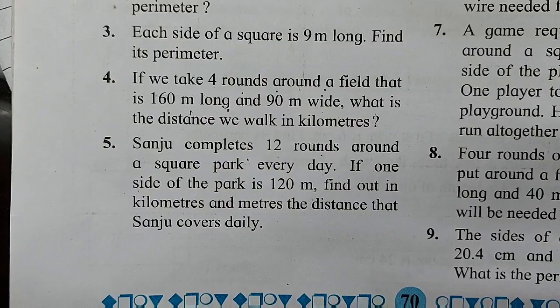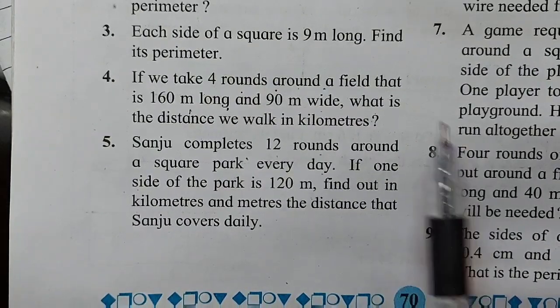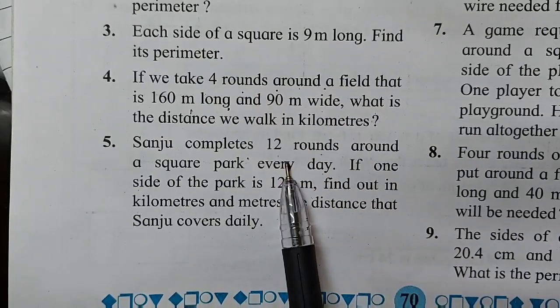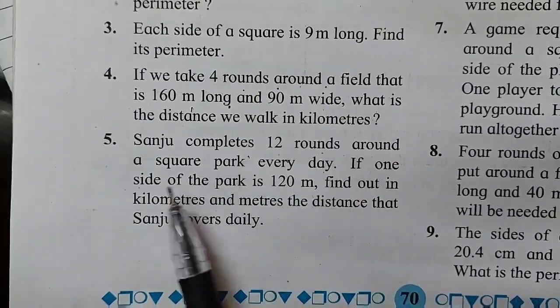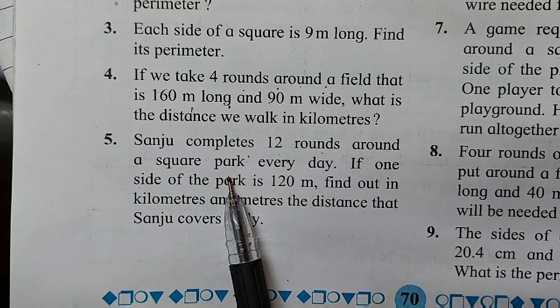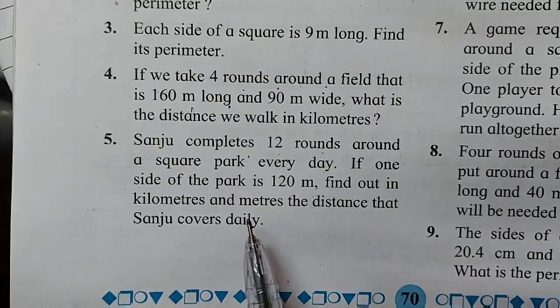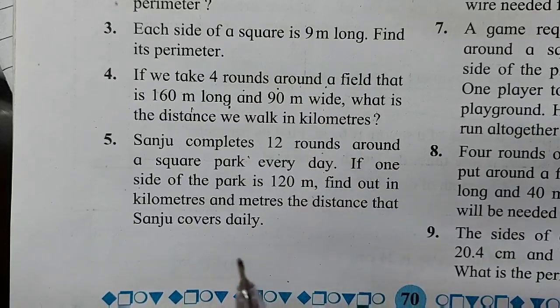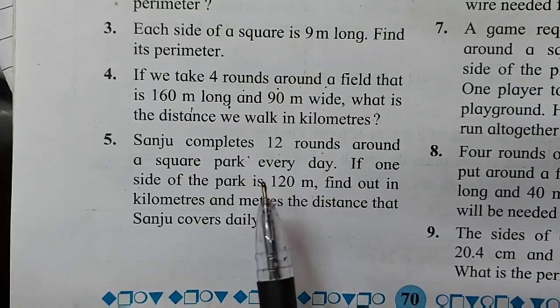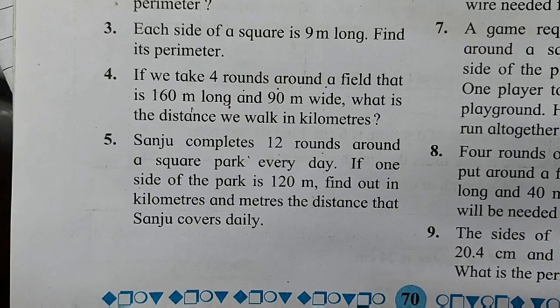So children, this is exactly same as we did now. Instead of 4 rounds, here 12 rounds are there. Instead of a field, here a square park is there. Here it is rectangle, here it is a square. Only difference is that much. It is a square. So how to calculate for the square?